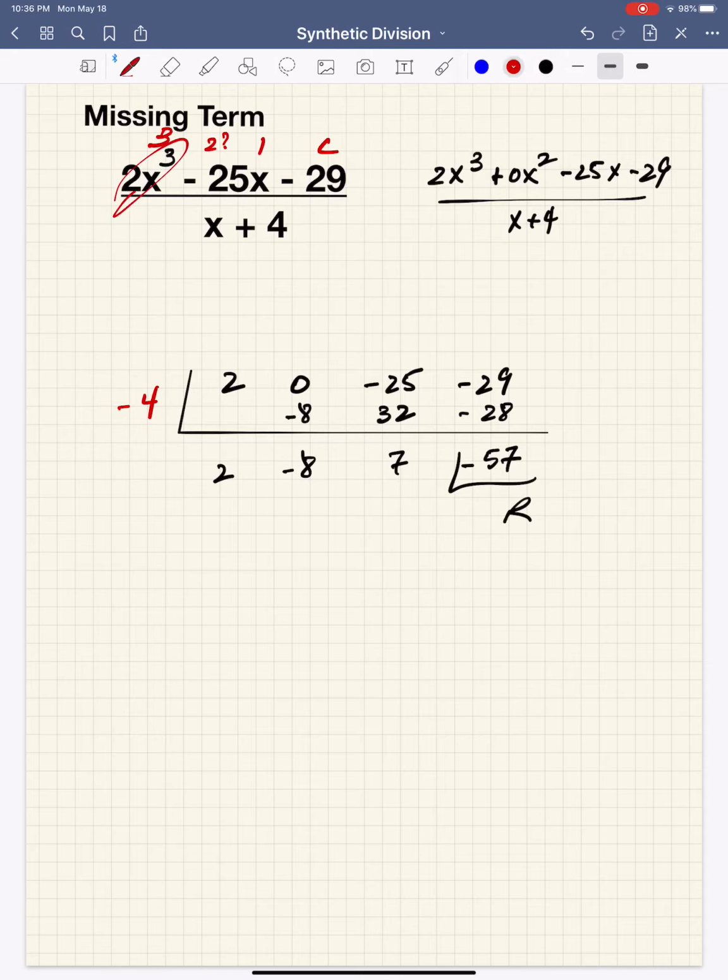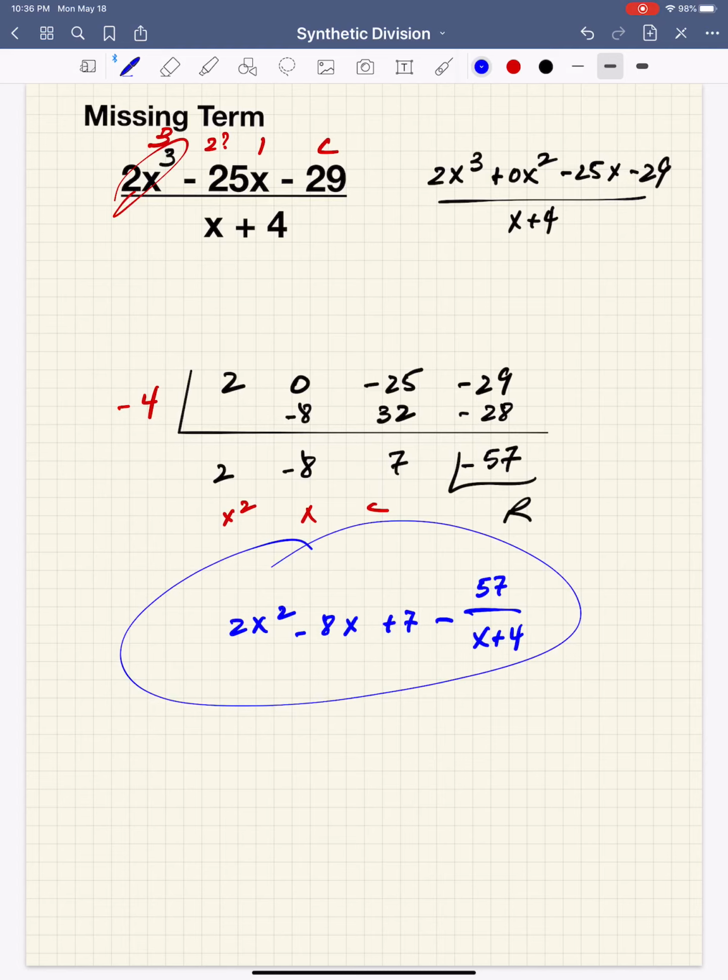Started with x to the third. I'm going to have x squared, x, and the constant. And so your answer will be 2x squared minus 8x plus 7 minus 57 over x plus 4. And that's your answer. One more.